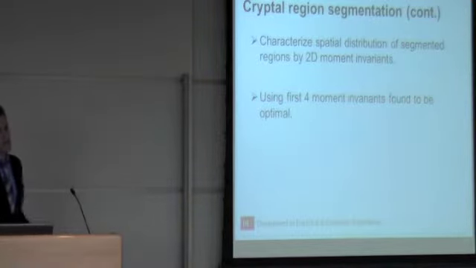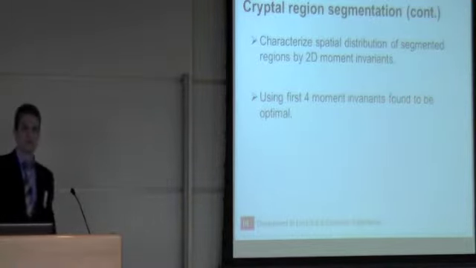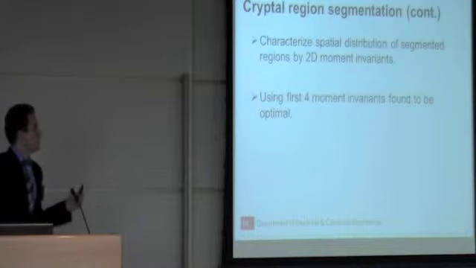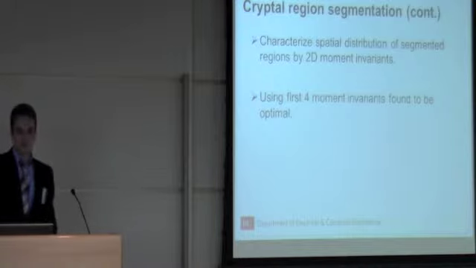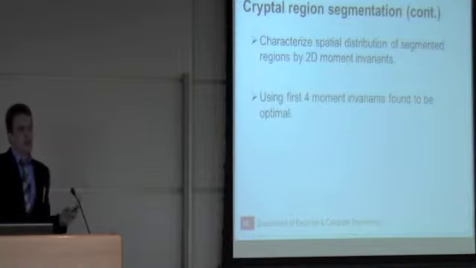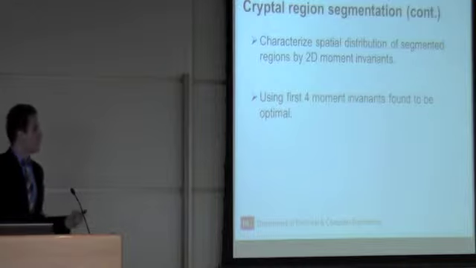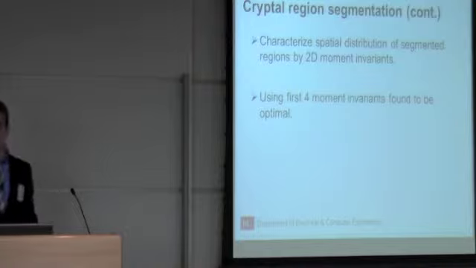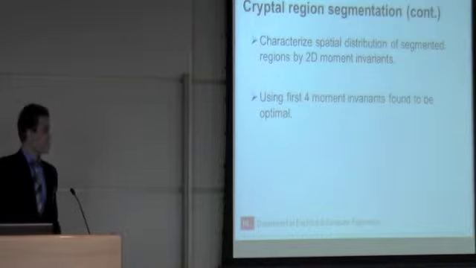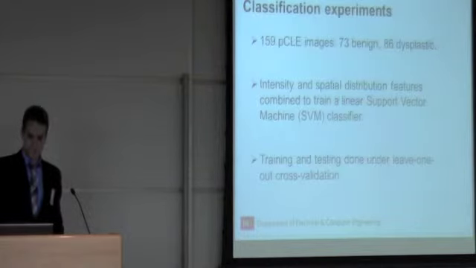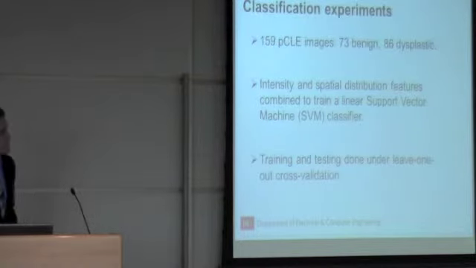To characterize quantitatively those regions that got segmented, 2-dimensional moment invariants were used. These moments are invariant to translation, scale change, and rotation. As I will show in just a couple slides, it was found that using just 4 moment invariants is good enough to provide good classification performance. So the classification experiments were as follows.